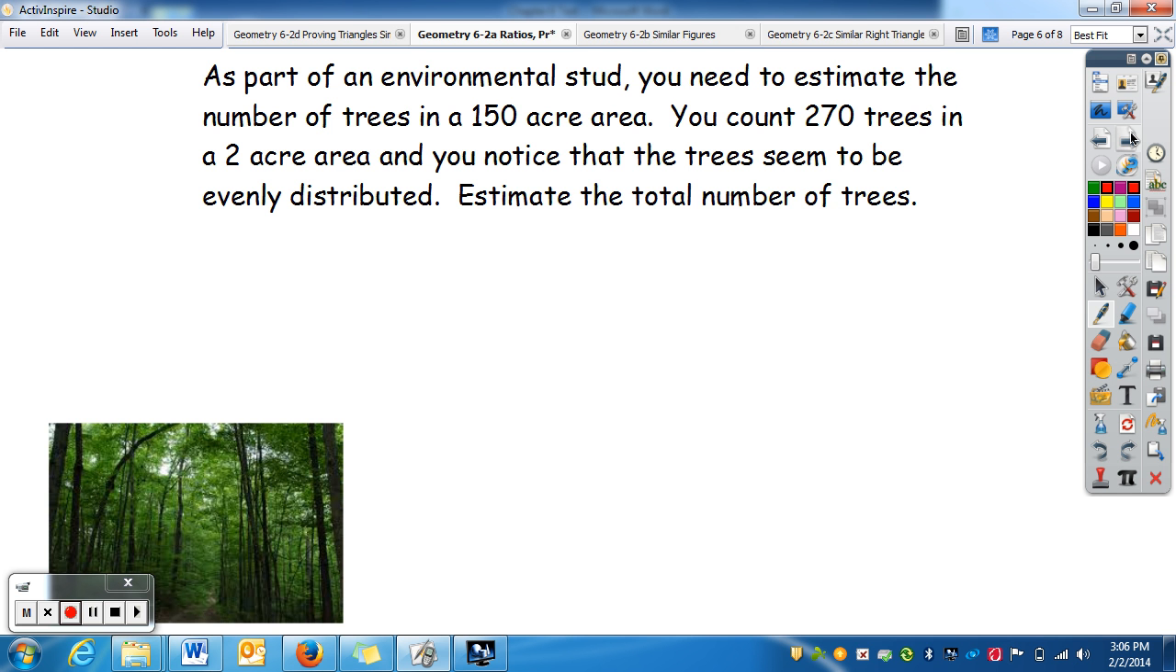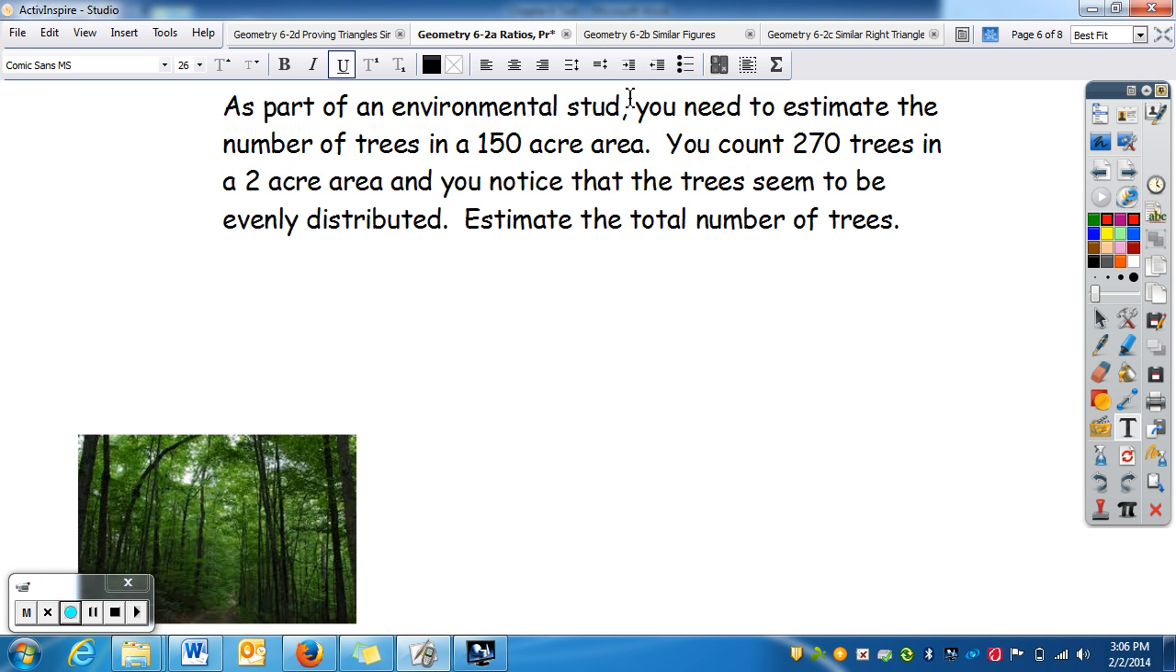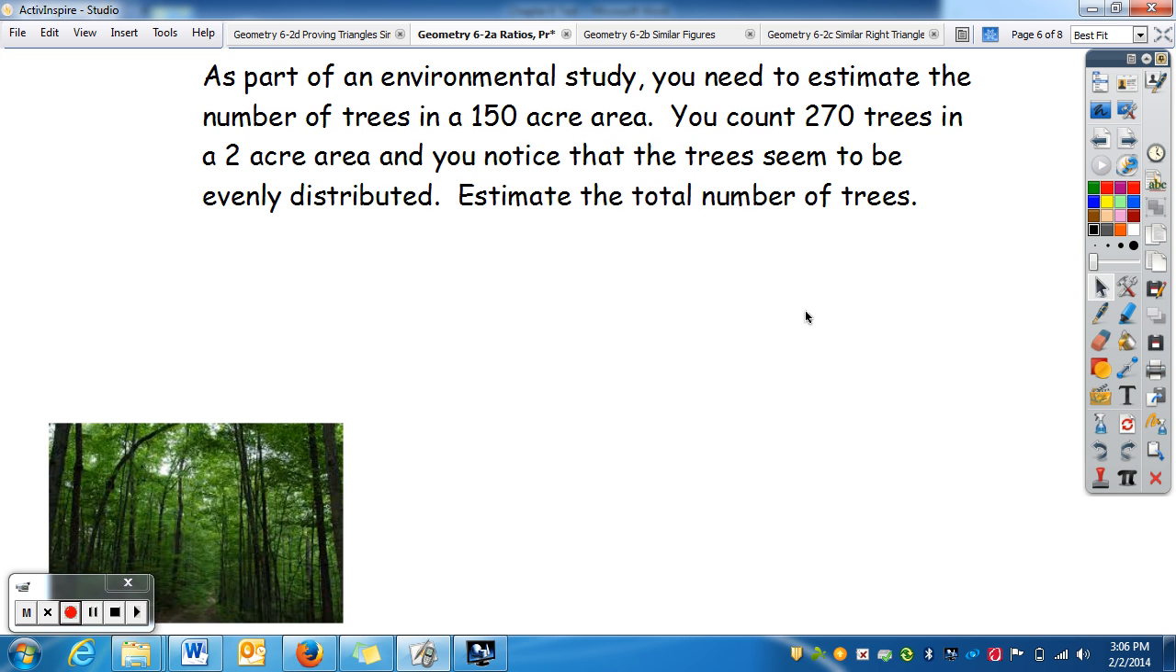Alright. So as part of environmental, should say study. Let's change that real quick. You need to estimate the number of trees in a 150-acre area. You count 270 trees in a 2-acre area, and notice that the trees seem to be evenly distributed. Estimate the total number of trees. So this is a very practical way people actually use proportion. They do it a lot when they try to figure out what the deer population is by only taking a sample size.